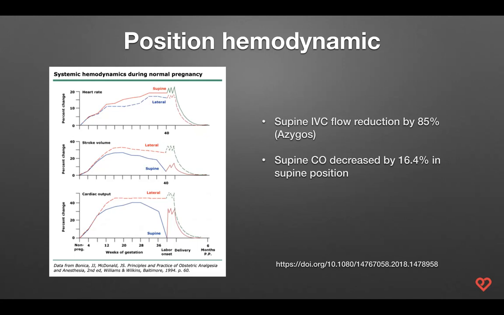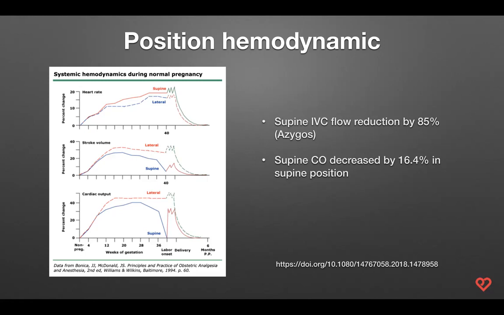So now when we look at this in a graph-like form that was originally published in 1994, in the supine position, the heart rate is higher than in the lateral position. The stroke volume is higher in the lateral position compared to the supine position. In supine position, you have a significant decrease in stroke volume, as you see here. And as you would expect, the cardiac output increases in the lateral position and decreases in the supine position.